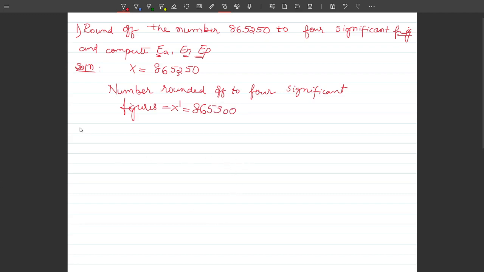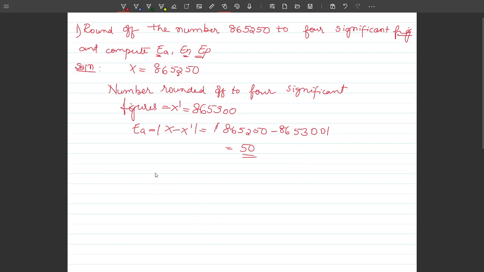Now compute your EA, absolute error. What is your absolute error? EA formula is EA is equal to magnitude of x minus x bar. So your magnitude of number is 865250, actually the given number, and the x bar is the rounded off number, that is 865300. So what is the actual difference? The difference, not the absolute difference, that is 50. You have taken 50 absolute here, so you won't get a negative value, so you have a positive value. For absolute error we are taking the modulus.